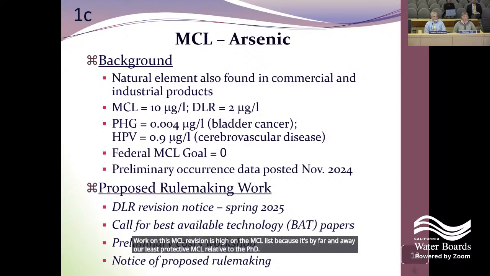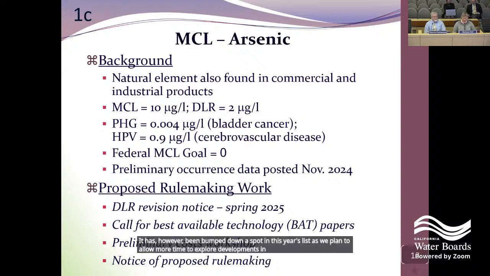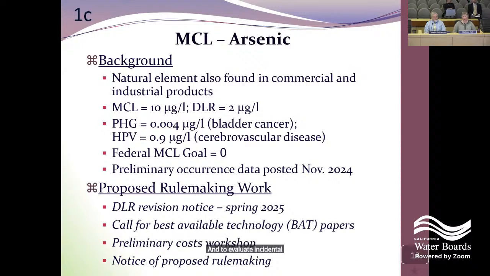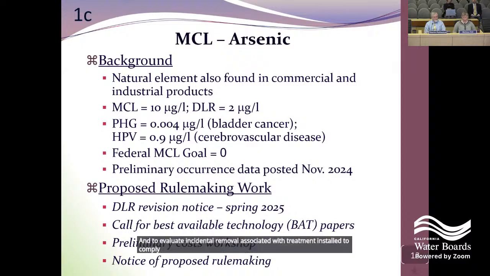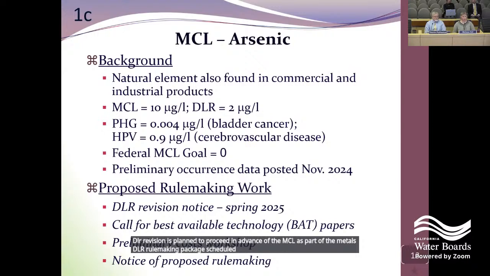It has, however, been bumped down a spot in this year's list as we plan to allow more time to explore developments in feasibility for very small systems, potential health impact considerations related to reductions in arsenic concentrations in the food supply and relative source contribution, and to evaluate incidental removal associated with treatment installed to comply with the recent hexavalent chromium MCL. DLR revision is planned to proceed in advance of the MCL as part of the metals DLR rulemaking package scheduled for this spring.